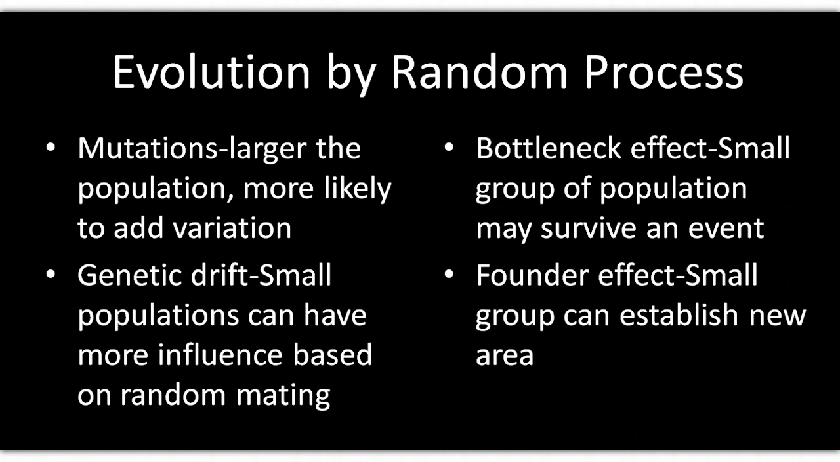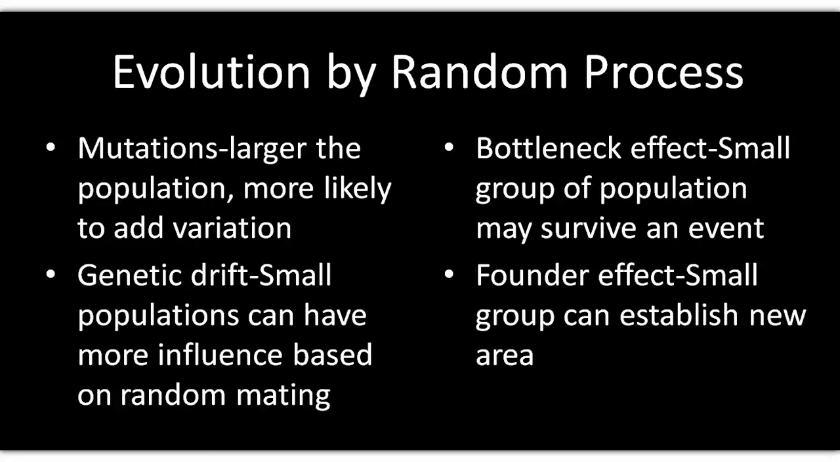Okay, this is looking at some of the evolution by this process and what could benefit the group. If you have mutations, the larger the group, the more likely that is going to add some variety to the group, so it's going to increase the genetic variation within the group, and that's generally perceived as good. Genetic drift: small populations can have more influence based on the random mating. So if you have some group that has a change within it, then it is more likely to spread its changed information to a smaller group as opposed to a larger group. It would die out in a larger group.